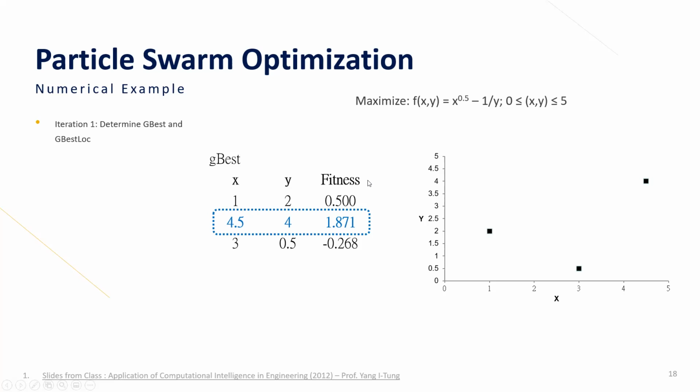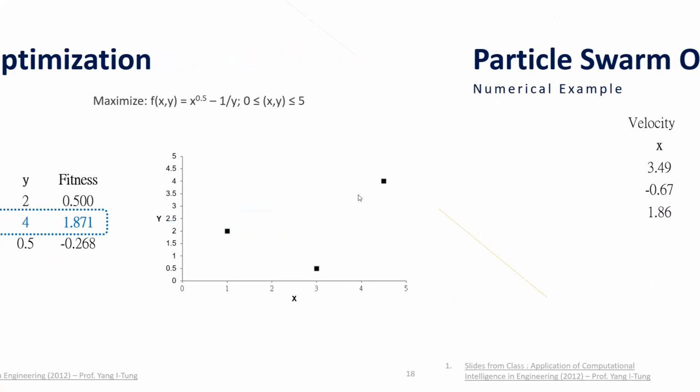Okay, and then next. For the first iteration, we will use the same location and the same fitness value for each particle as their personal best, because they don't go anywhere yet. So that will be their personal best. Okay. So now we have the global best and global best location.